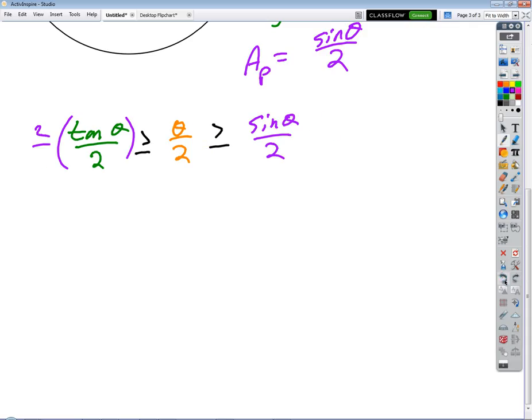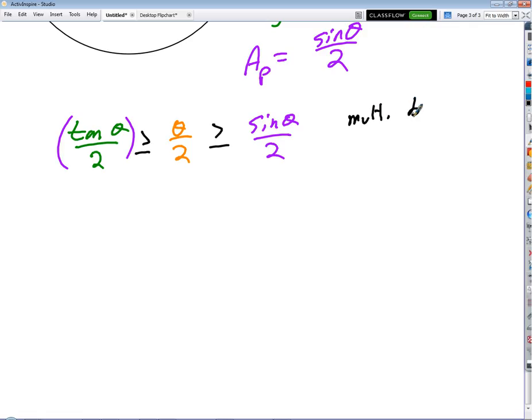Here's what I wanted to do. I wanted to multiply by 2 over sine theta. That's what I wanted to do. You'll see. Just watch. This will make sense. In hindsight, you'll see why we did this. I'm gonna multiply everything by 2 over sine theta.